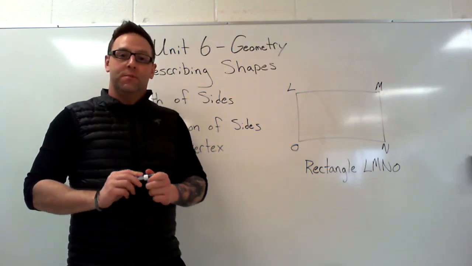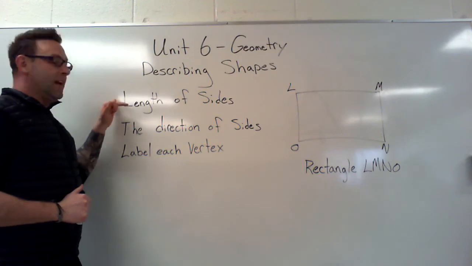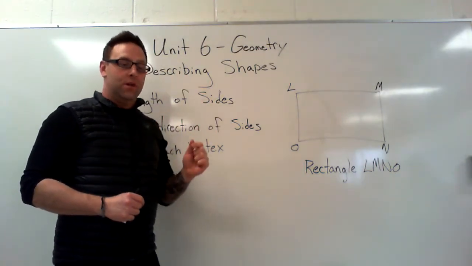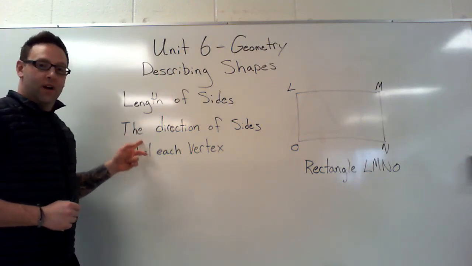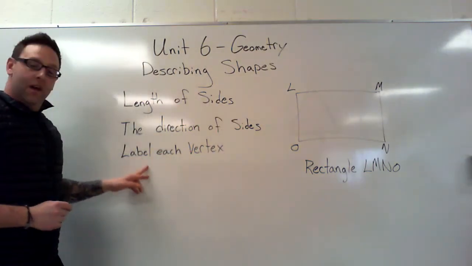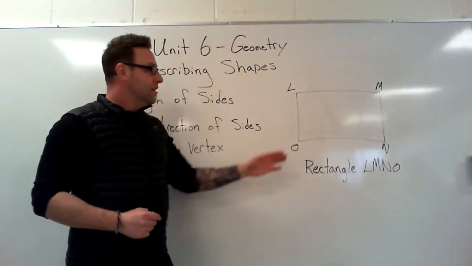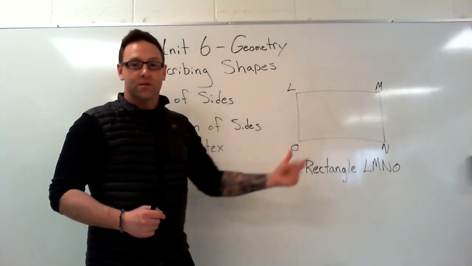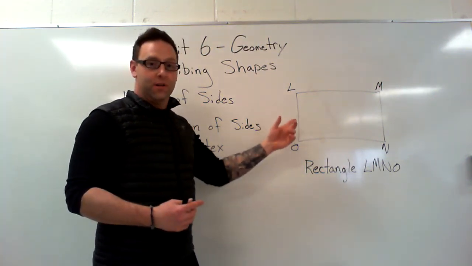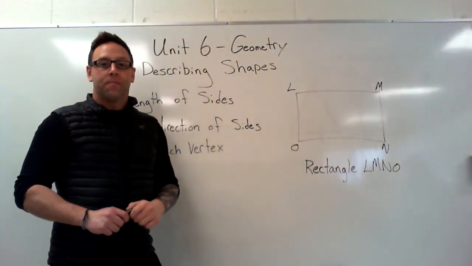Some ways to describe shapes. We can use the three attributes that we talked about here. The length of sides, using those hatch marks to show which sides are equal. We can talk about the direction of sides. That's if it's parallel or not. And then we can label each vertex. That's putting a letter on each of the corners and using the name of the shape and those letters to call it or to describe that shape. For example, here, rectangle L, M, N, O.